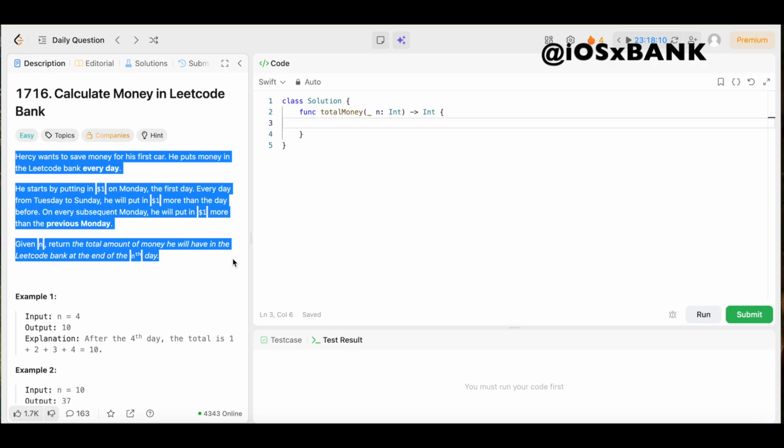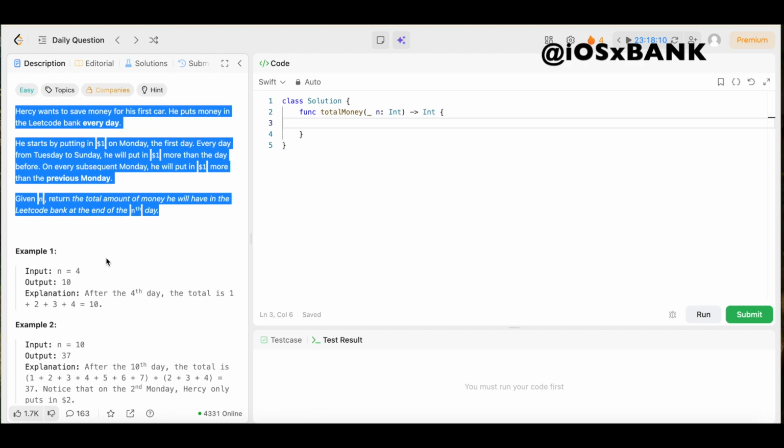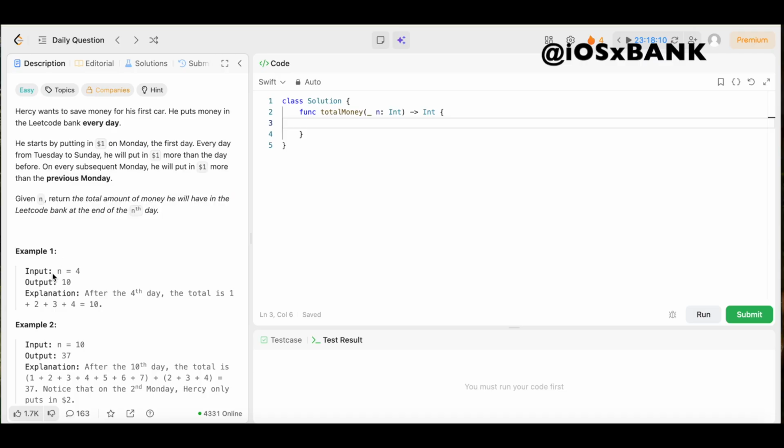All right, y'all, so that sounds pretty simple, but let's take a look at these examples just to make sure that we are doing this problem correctly. In example 1, n equals 4, the output is 10. The explanation says after the fourth day, the total is 1 plus 2 plus 3 plus 4, which equals 10.